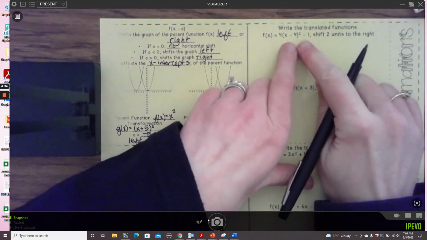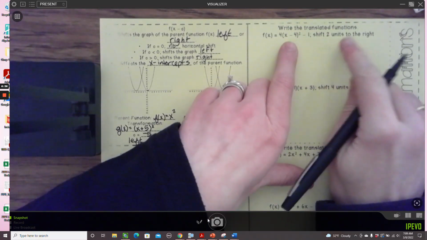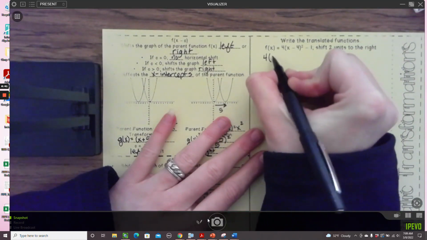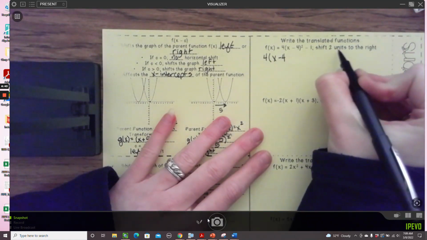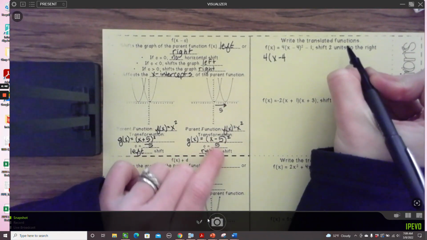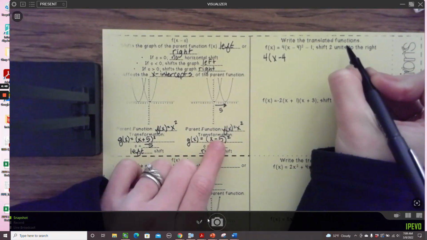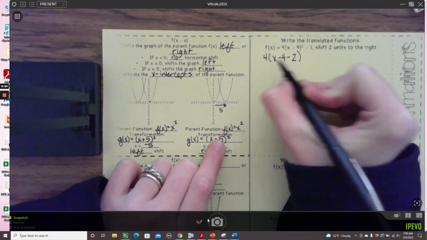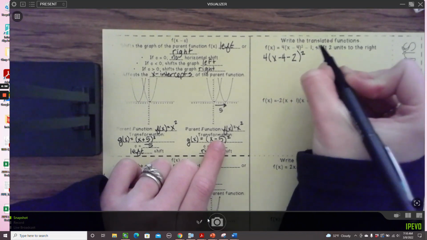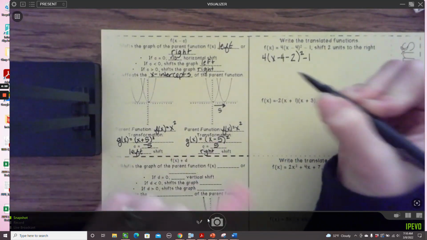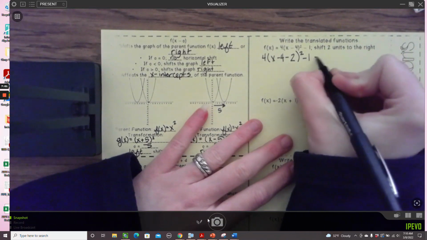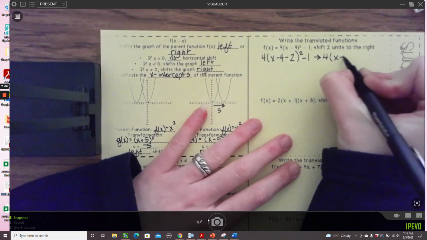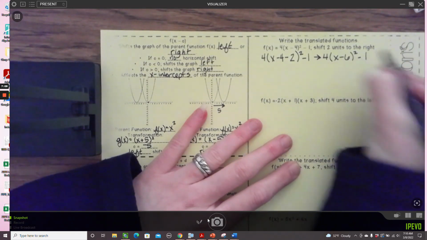So here I've got a function written in vertex form, and it says shift it 2 units to the right. So what I would do for x minus 4, if I'm shifting it 2 units to the right, so here's right, and if I shifted it 5 units to the right, I subtracted 5. So here I'm going to subtract a 2. I'm shifting it 2 units to the right, and everything else stays the same. And then I've got to kind of simplify this thing down. So I've got 4(x, -4 minus 2 is a -6) squared minus 1.